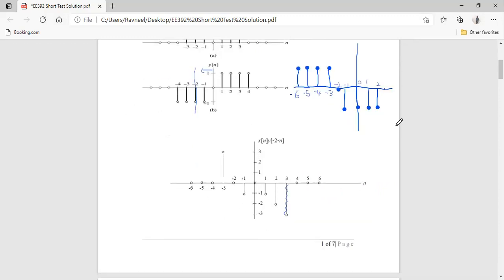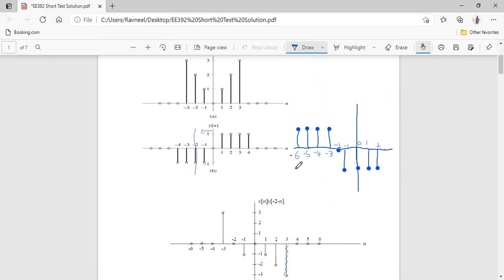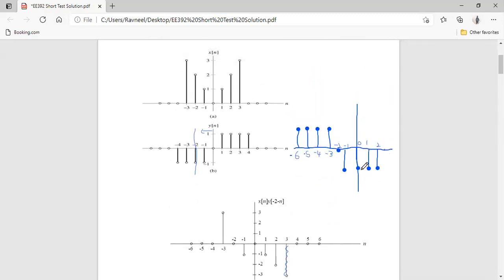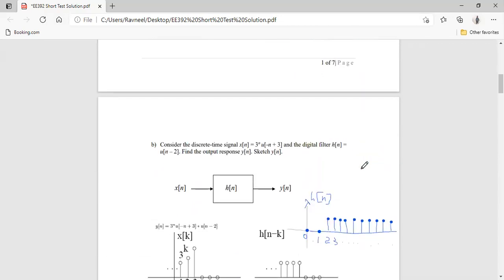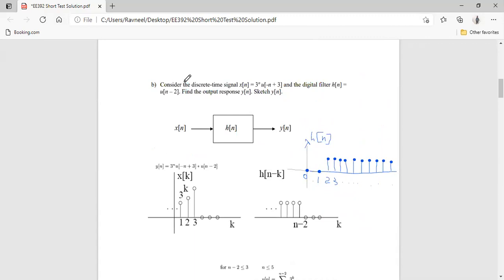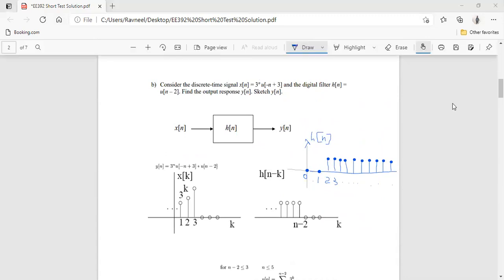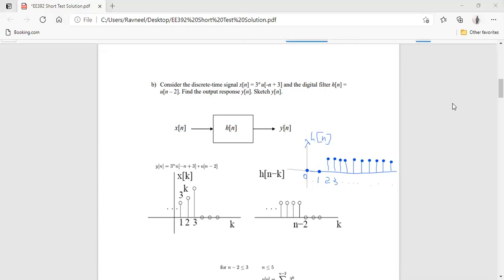Most of you couldn't draw this. You made an error transforming the graph using the transformation properties. Then part B was to consider the discrete signal x of n is equal to 3n u of -n plus 3, and the digital filter h of n is equal to u of n minus 2. Find the output response y of n and sketch y of n.